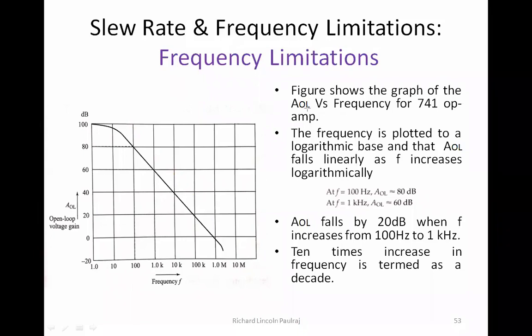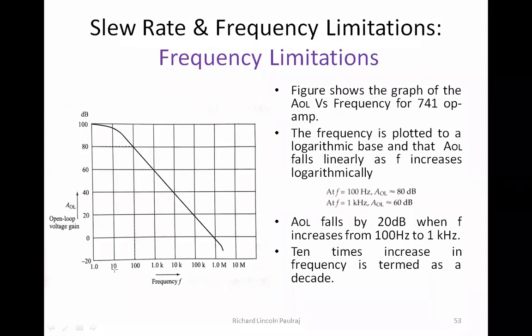So the figure shows the graph of AOL versus frequency for the 741 op-amp. The frequency is plotted to logarithmic base, and AOL falls linearly as f is increased logarithmically. So you can see that it is 1, then 10. So frequency is in what terms?